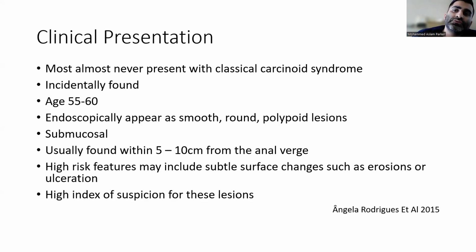As for the clinical presentation, they almost never present with classical carcinoid syndrome. They are incidentally found. The usual age is between 55 and 60, and endoscopically they appear as smooth, round polypoid lesions. They are almost always submucosal, and they're usually found within 5 to 10 centimeters from the anal verge. The high-risk features may include subtle surface changes such as erosions or ulceration, and one really needs to have a high index of suspicion for these lesions.